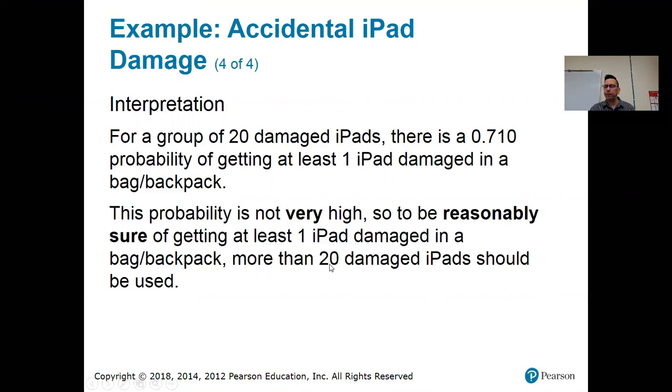If you upped your sample size to 30 or 40, that would help. It would make this probability go up. Rule of thumb, in case you ever get this question again, I believe your book's working definition of reasonably sure is a 95% chance. Probability is at least 0.95.